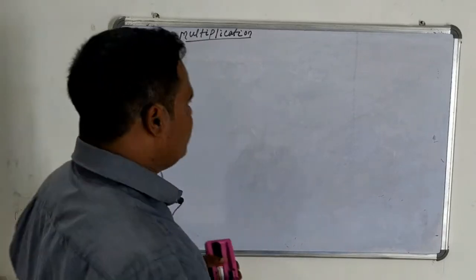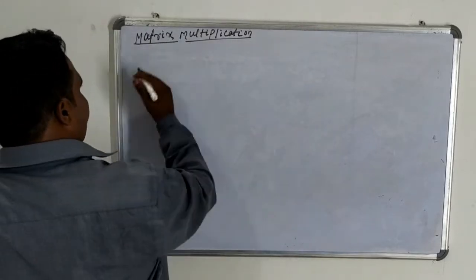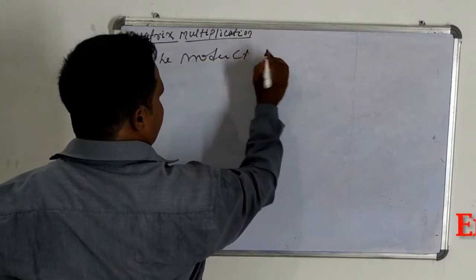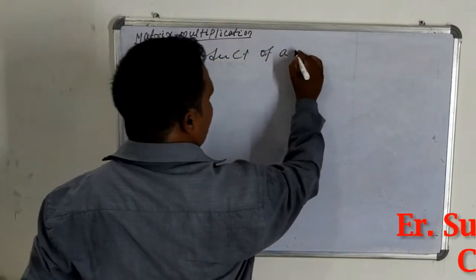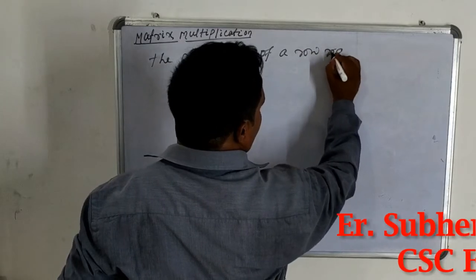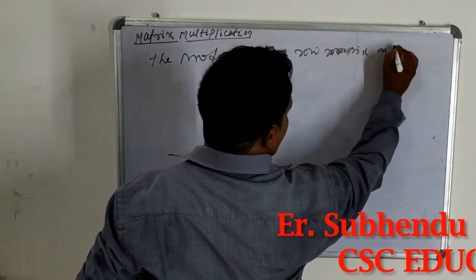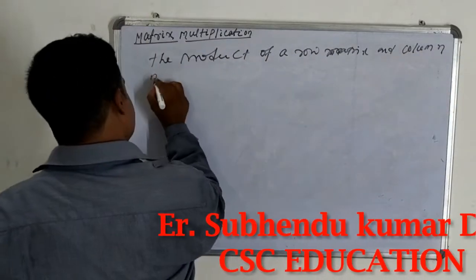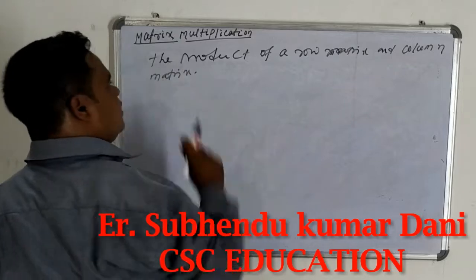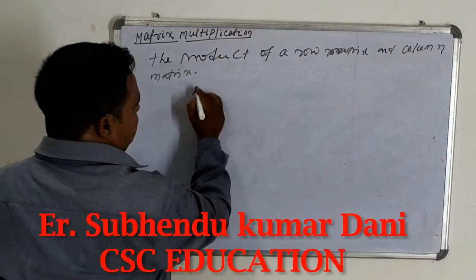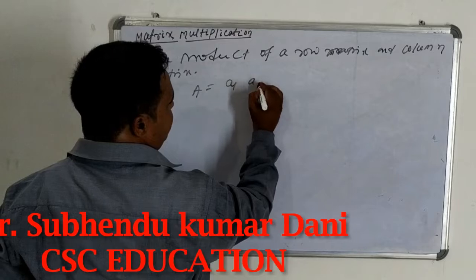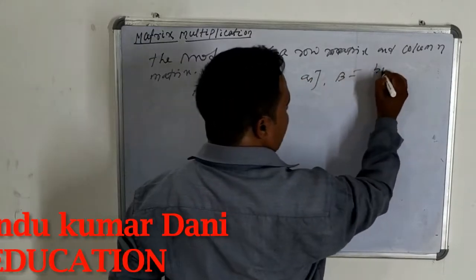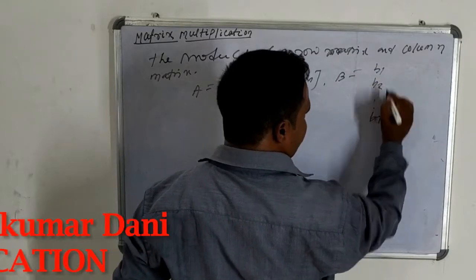Okay. First of all, I am telling about the product of a row matrix and a column matrix. Firstly, I am telling this. Suppose A equals A1, A2 up to An. B is the matrix of B1, B2 up to Bn.